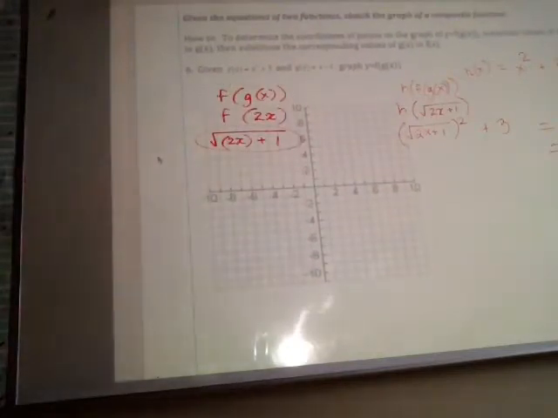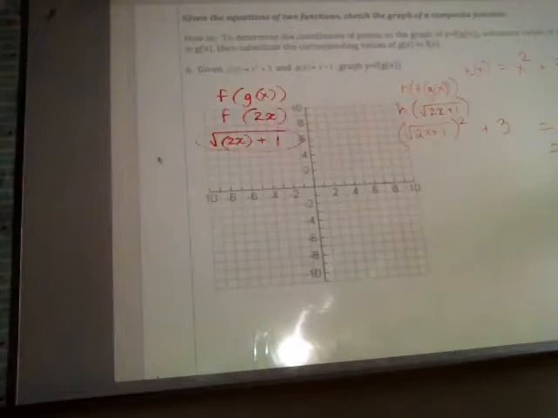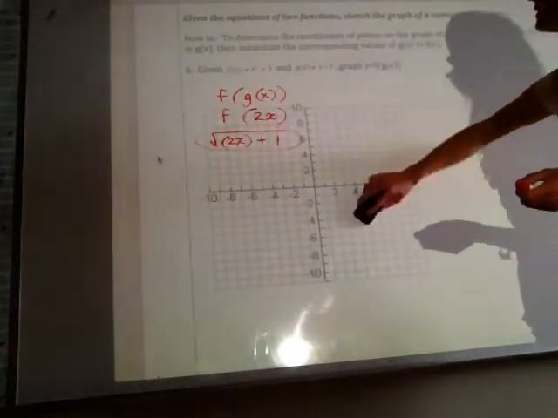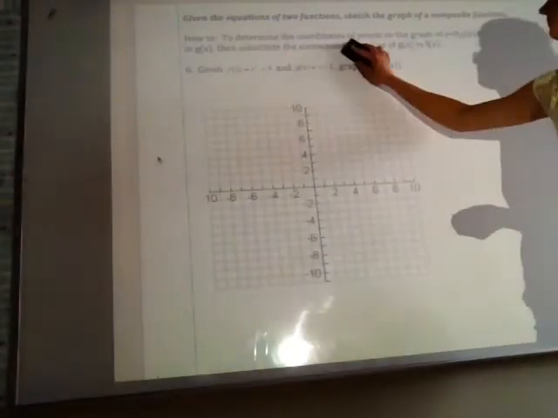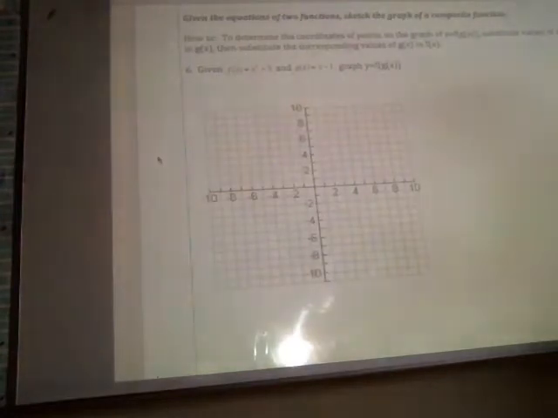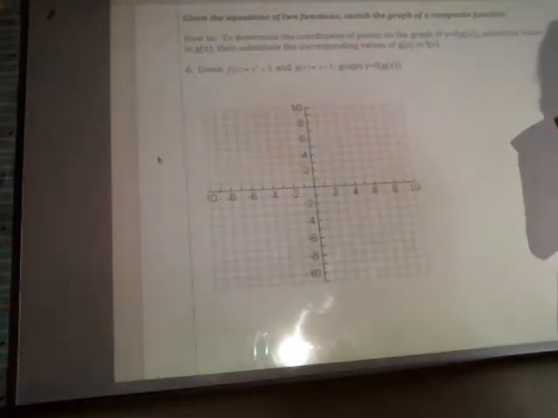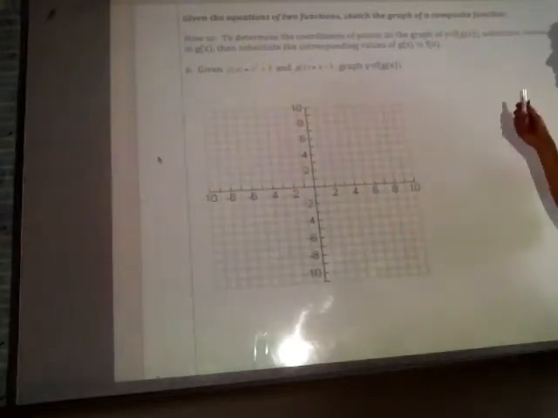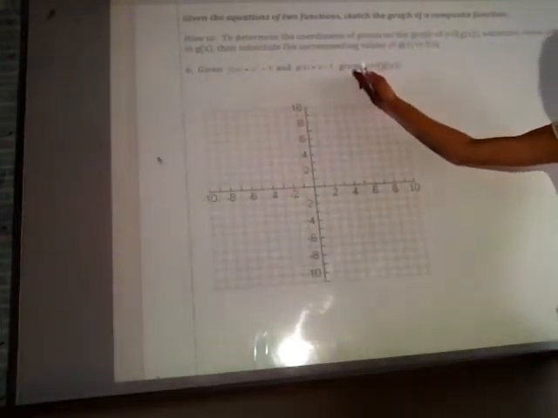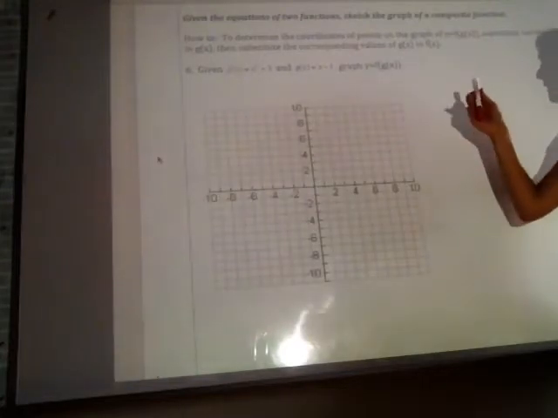So on the next one, given the equations of 2 functions, you're going to have to sketch a composition. Okay, so this one's pretty similar to the one we just did. The only difference is now you're just going to have to graph it. In the last one, we ended up with 2x plus 4. Are you guys capable of putting that in your calculator and then graphing it? I think so. Okay, so that's going to be the same thing here. You're just finding a composition, and then finally you'd have to graph it. For practice, let's just do the composition here.